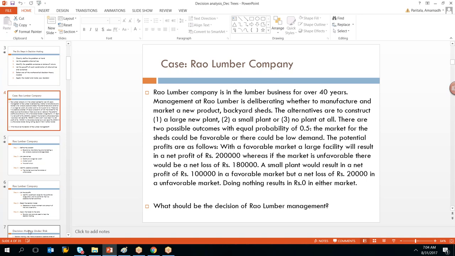You are giving the interval. Instead of giving the exact point like 0.5, we'll give the interval. If the market is favorable between 30% and 60%, I'll accept a small plant. If the market is above 60%, I can suggest a large plant. Let the MDs take a call and decide how the market is going to be for the next year. You don't need to worry, you've done your work. Is that clear? Yeah, yes.